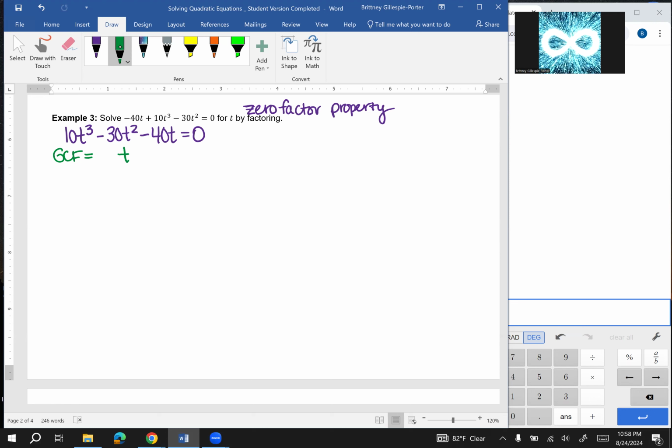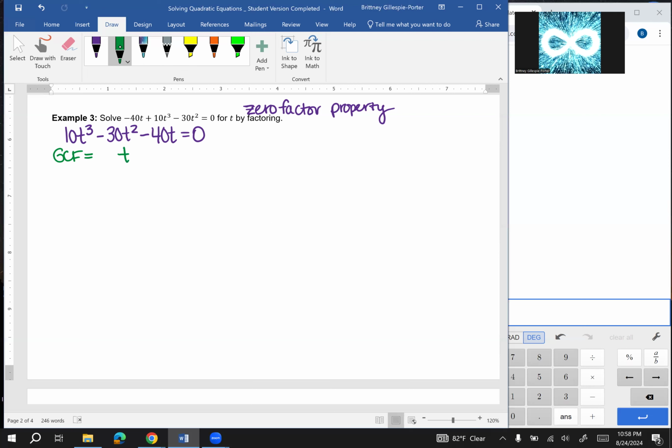Your GCF is a greatest common factor. It's what everybody has in common. It's what everybody can do to chip in. So that 40t only has t to the first. He can't give a t squared, so we're not going to take it away.